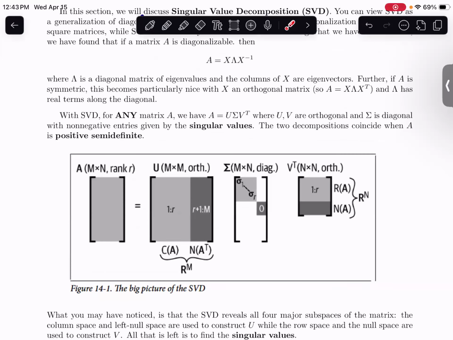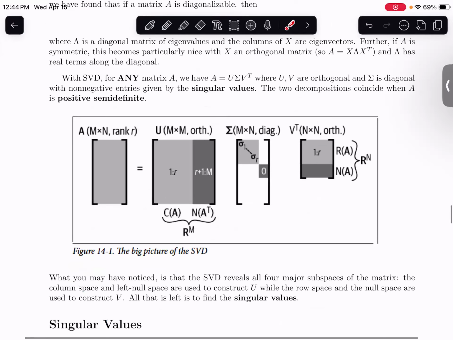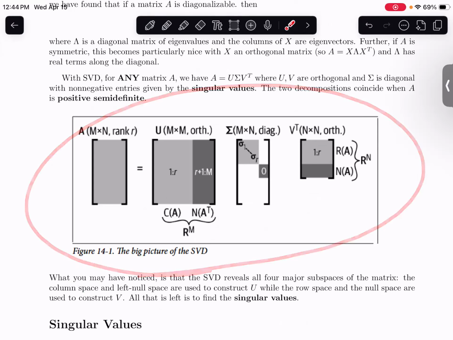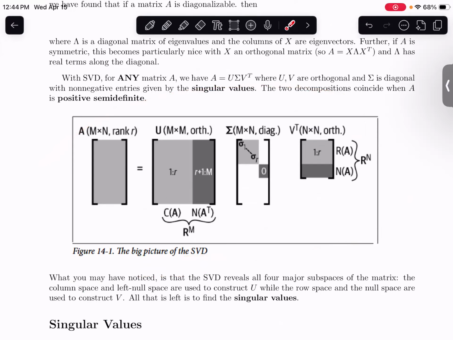Okay, and so it turns out these two decompositions coincide when A is positive semi-definite, and we'll see how later on. So this picture illustrates the big picture of the singular value decomposition without going into detail.